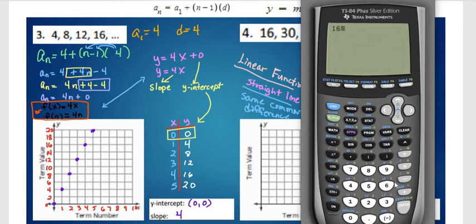So I'm going to start at the back and go backwards. 16 minus 12, you see, is 4. 12 minus 8 is also 4, but I'm going to go all the way through, to make sure that this is correct. 8 minus 4 will also give me 4. So my common difference is 4 right here.